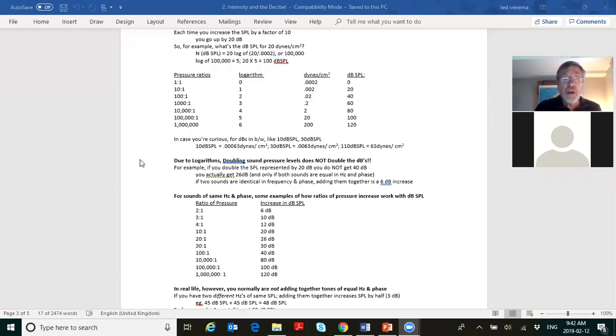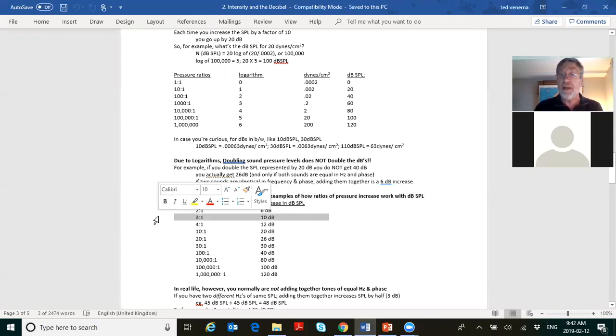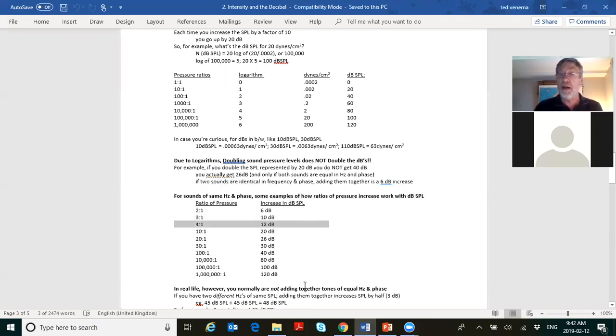Here. Due to logarithms, doubling the sound pressures does not double the dBs. For example, if you double the SPL represented by 20, you don't get 40. You actually get 26. If the two sounds are identical in frequency and phase, adding them together is a 6 dB increase. So here you go. For sounds of same frequency and phase, here's some examples of how ratios of pressure work with dBSPL. A 2-to-1 increase, a doubling, you go up by 6. If you were to do a 3-to-1, add 3 tones together, you go up by 10. If you were to add 4 tones together, you'd go up by 12, and so on. If you were to add 10, you go up by 20.